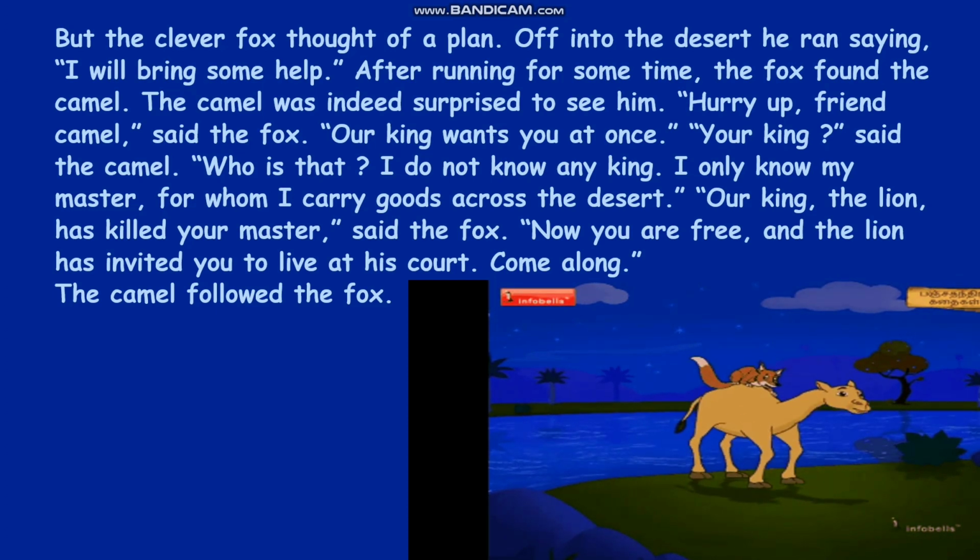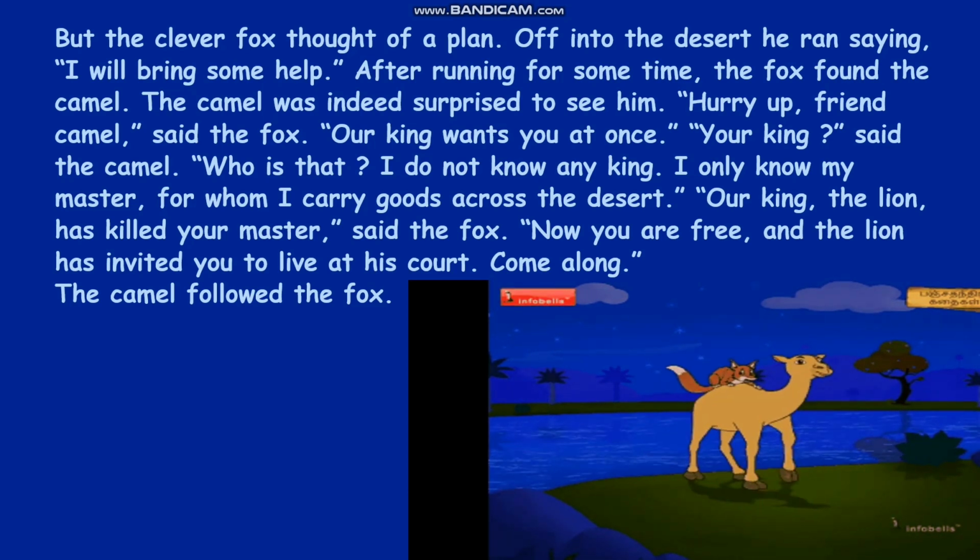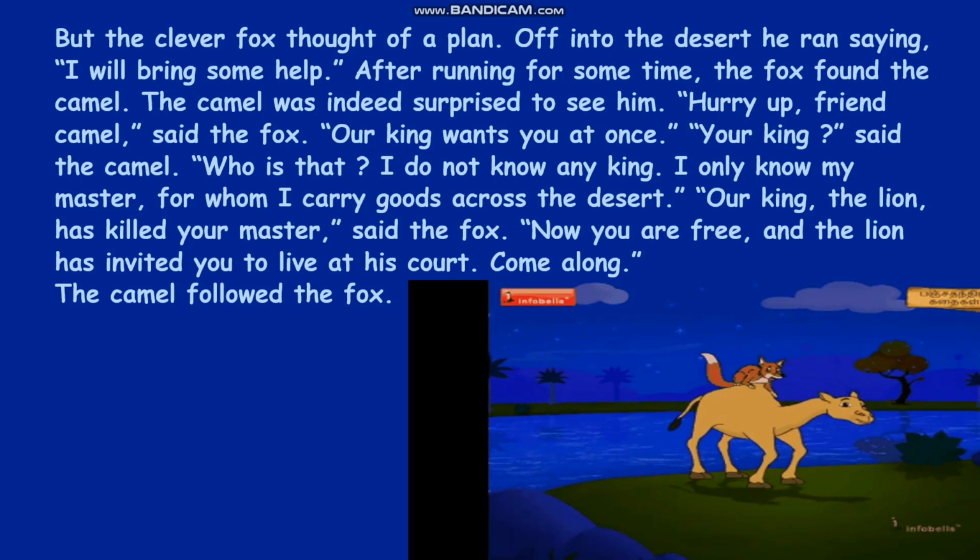Our king, the lion, has killed your master, said the fox. Now you are free, and the lion has invited you to live at his court. Come along. The camel followed the fox.